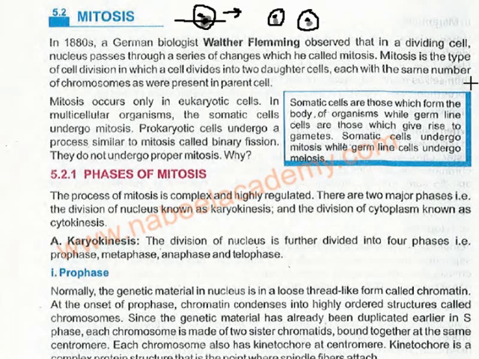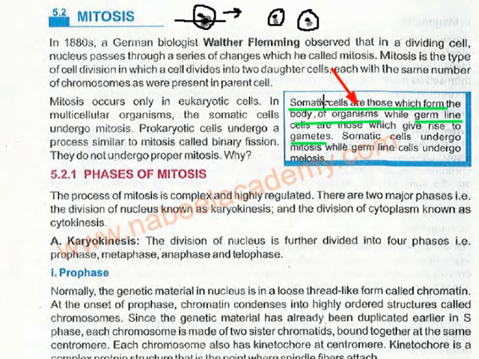Okay, now see, somatic cells are those cells which form the body of organisms. This is a very, very important point. What are somatic cells? Somatic cells are those cells which form the body of the organisms. For example, each and every cell of your body is a somatic cell, except the germ-line cells. The germ-line cells are those cells which give rise to gametes.